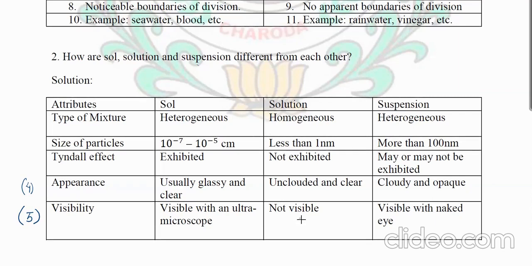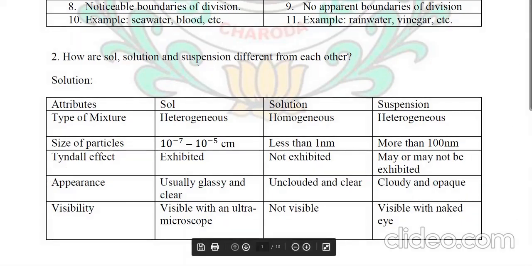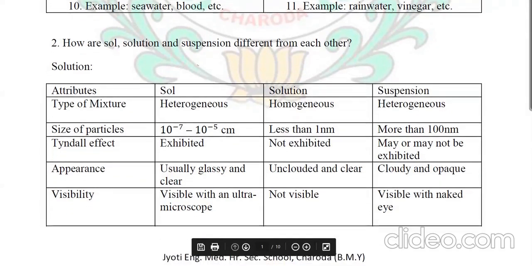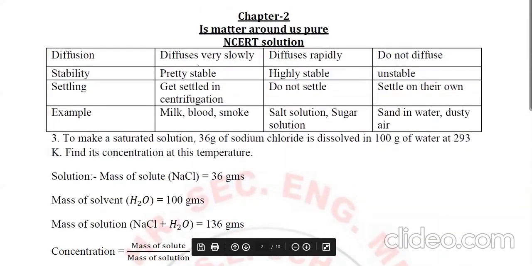But by electron microscope, we can see the particles of a homogeneous mixture, the solution. Okay, next, visible with naked eye. Suspension particles are visible with the naked eye only. We do not require any kind of device or any special instrument to say that a given solution is a suspension. The particles of the solute are very easily seen by our naked eye only.